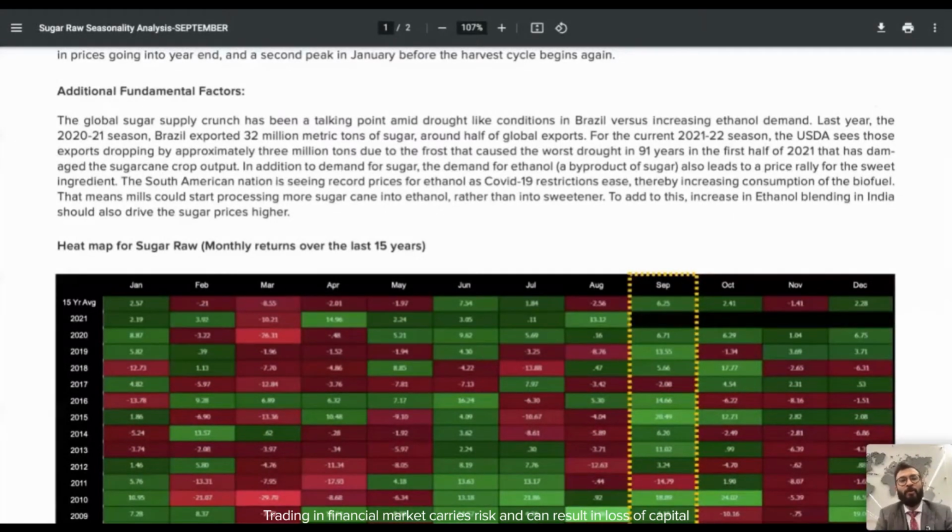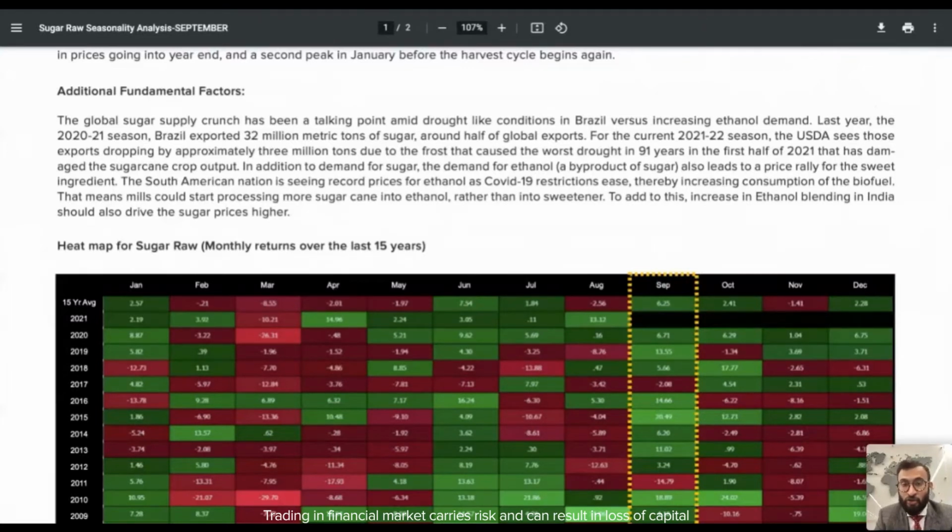Global sugar supply crunch has been a talking point amid drought-like conditions in Brazil versus increasing ethanol demand. Last year, 2021 season, Brazil exported 32 million metric tons of sugar, around half of global exports. For the current season, USDA sees those exports dropping by approximately 3 million tons due to the frost that caused the worst drought in 91 years in the first half of 2021 that has damaged the sugarcane crop output.